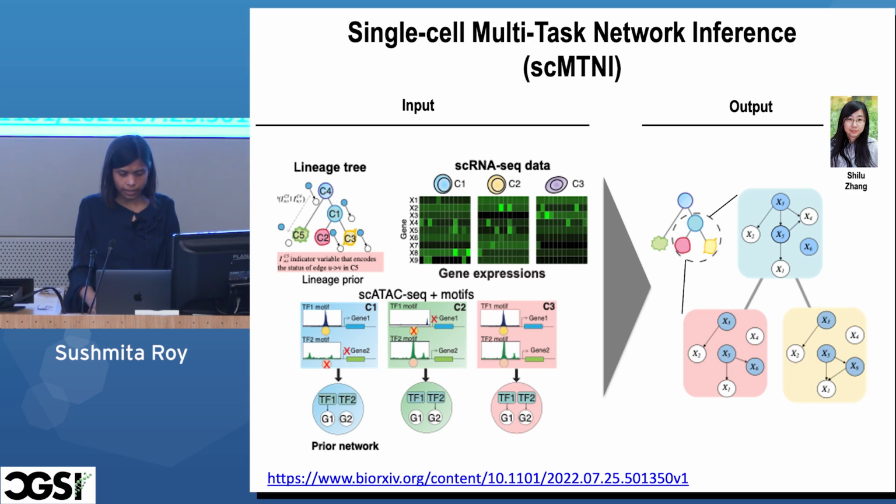Something that we've done is take this multitask learning framework, but realize that cell types themselves can have more structured information. They can be related by a tree, a cell lineage tree. So we assume that we have RNA-seq data for individual cell clusters and also accessibility information. Then we feed that into SCMTNI, our algorithm, and out comes a GRN for every cell cluster. We just got the preprint out, so if you're interested, please check it out.